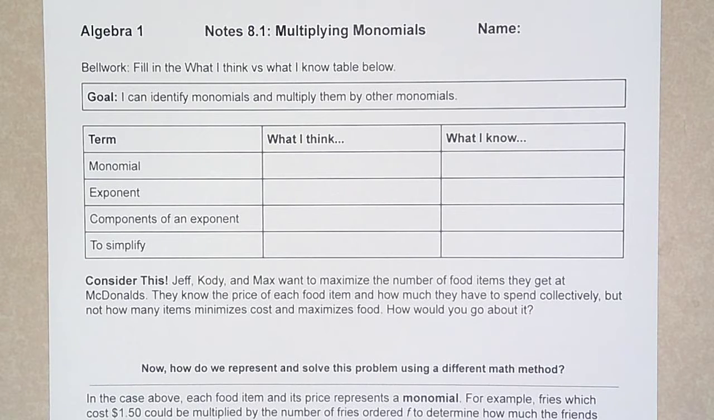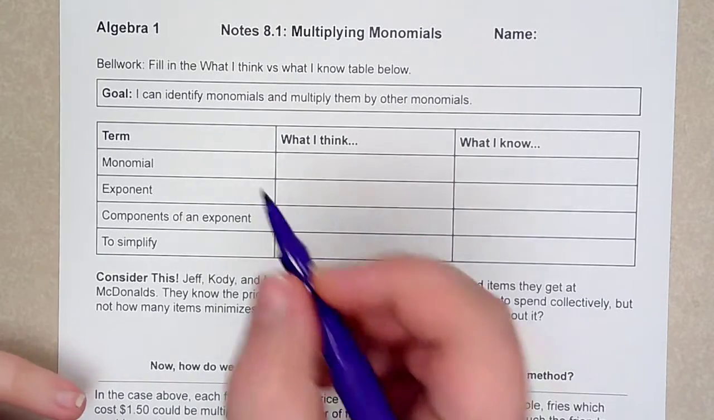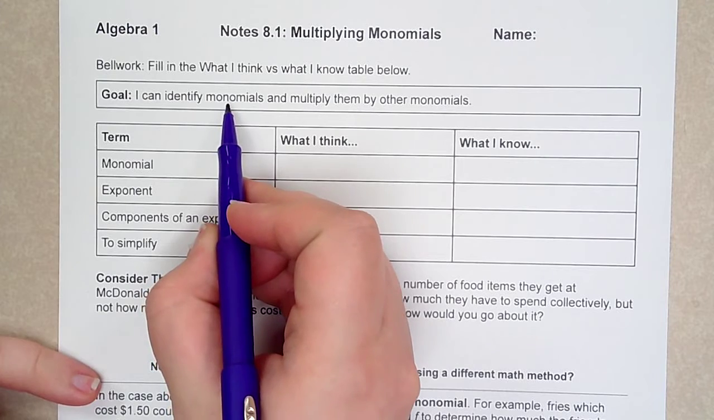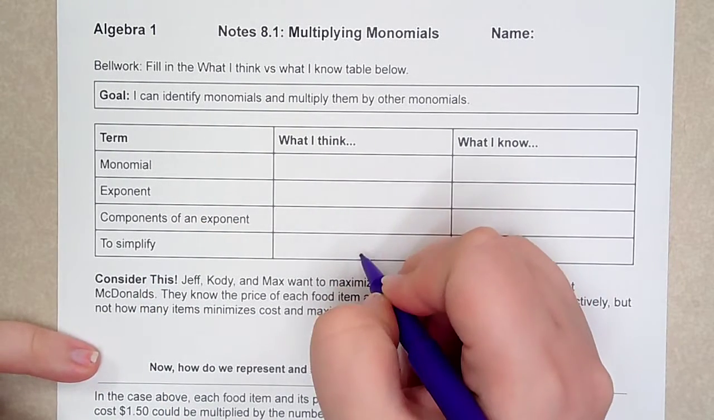So quick bell work, fill in the what I think versus what I know right here, then go ahead and unpause the video and we'll get started. So today's goal: I can identify monomials and multiply them by other monomials. So whatever you put here is fine.